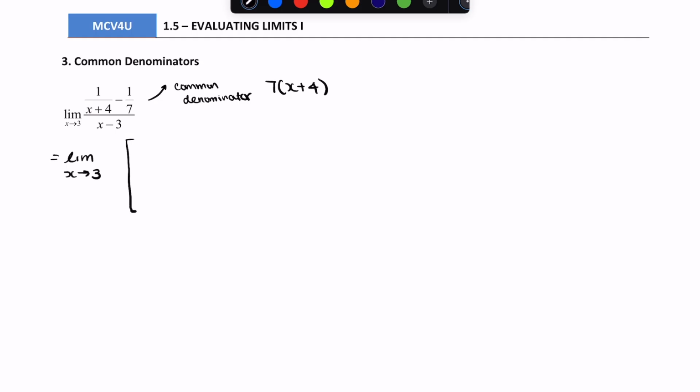So from the first term, multiply that by 7, gives us 7 over 7 bracket x plus 4, minus, and here we'll multiply the negative 1 over 7 by x plus 4. So we'll have x plus 4 over 7 bracket x plus 4. This is all over x minus 3, which I'll write in a different color.